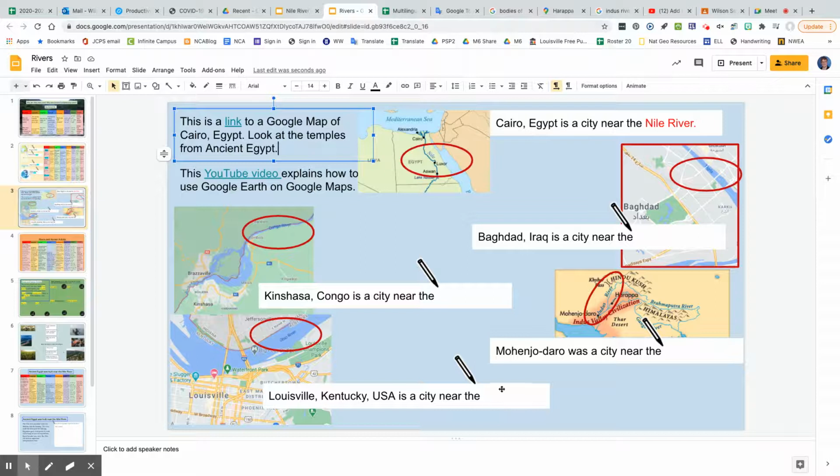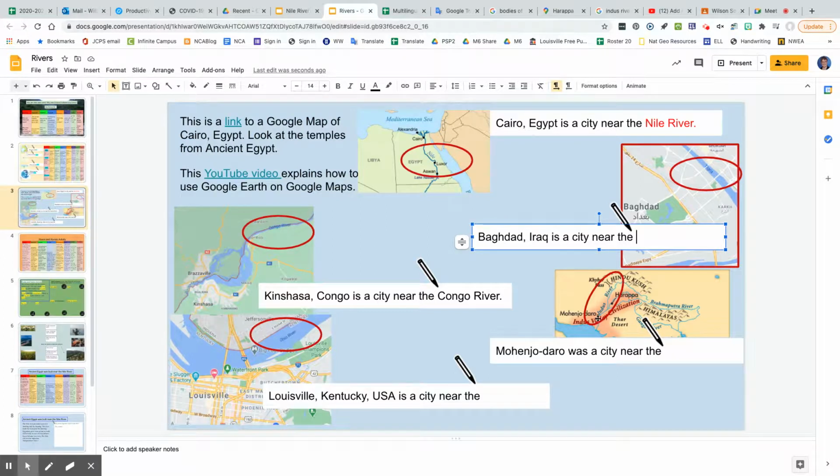For each of these, you're going to write the river near the city. Kinshasa, Congo is a city near the, this says Congo River. So here I will write Congo River, period. Baghdad, Iraq is a city near the, well, look here and see what river it says there. And then you will write that river here.